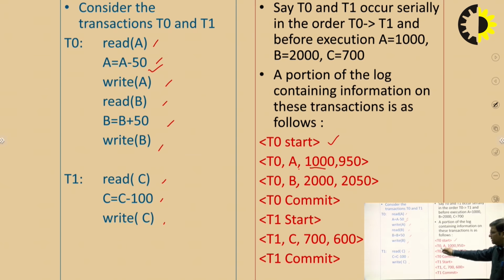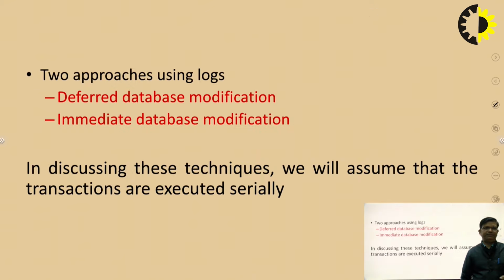So T0 is the transaction number, and for A, 1000 is the old value and 950 is the new value. Similarly for B and similarly for C. When the transaction completes, the log states that T0 committed. This is another transaction: start, do the operation, and then commit. So this is the complete log of transaction T0: start, the operation, and the commit operation.